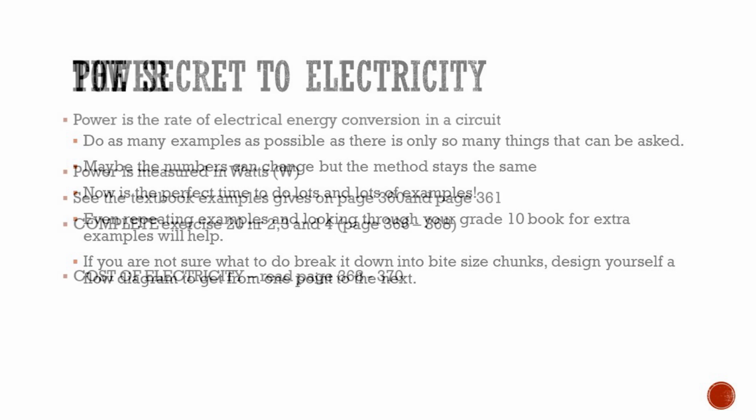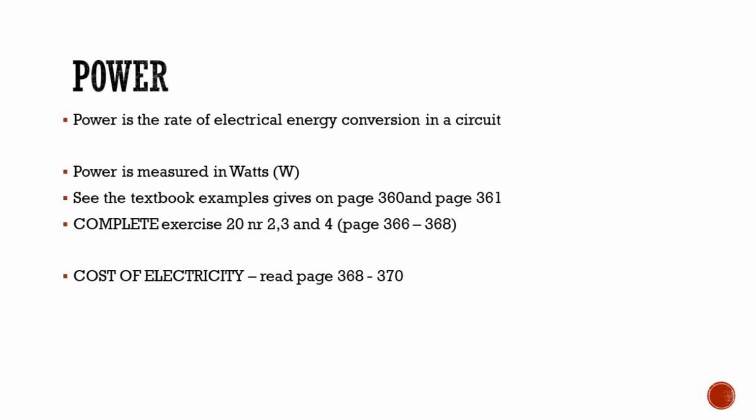Then just a teeny bit of new work, but it's not a lot of work, is power. Power is the rate of electrical energy conversion in a circuit. It is measured in watts. So look in your textbook for the examples. They're on page 360 and 361. Complete exercise 20, number 2, 3, and 4 on power.